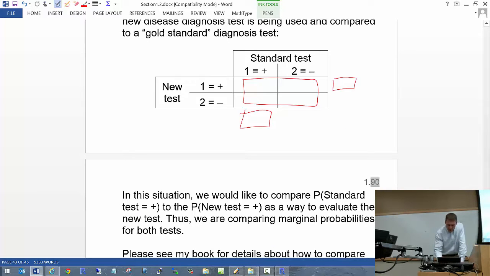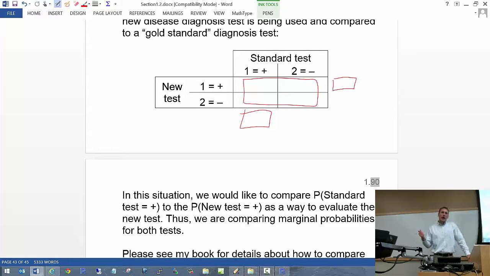So, for example, suppose you have 2 different tests that can be used to detect HIV in an individual. Okay? You have the standard test, maybe we call it a gold standard test, that you know by past results is the most accurate.